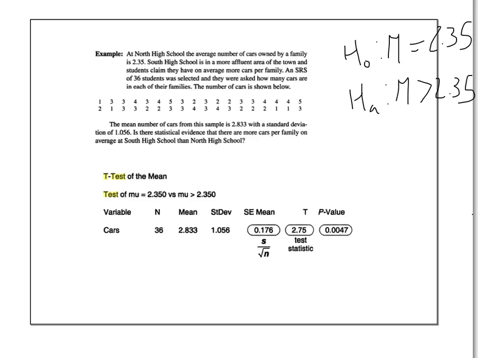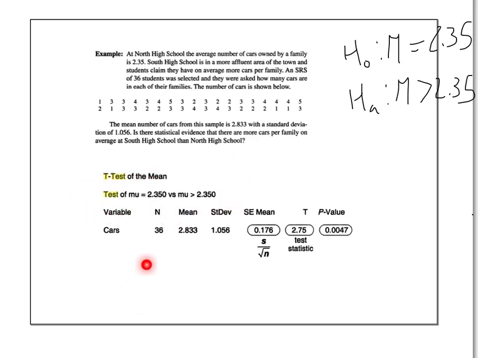Now, they were awesome here in that they gave you that the sample had a mean of 2.833 and a standard deviation of 1.056. Here's where I want you to look. This is a prime example of computer printout. Basically, they've done what you do on your calculator and just want you to analyze the output. So right over here, you could see the null and the alternative.